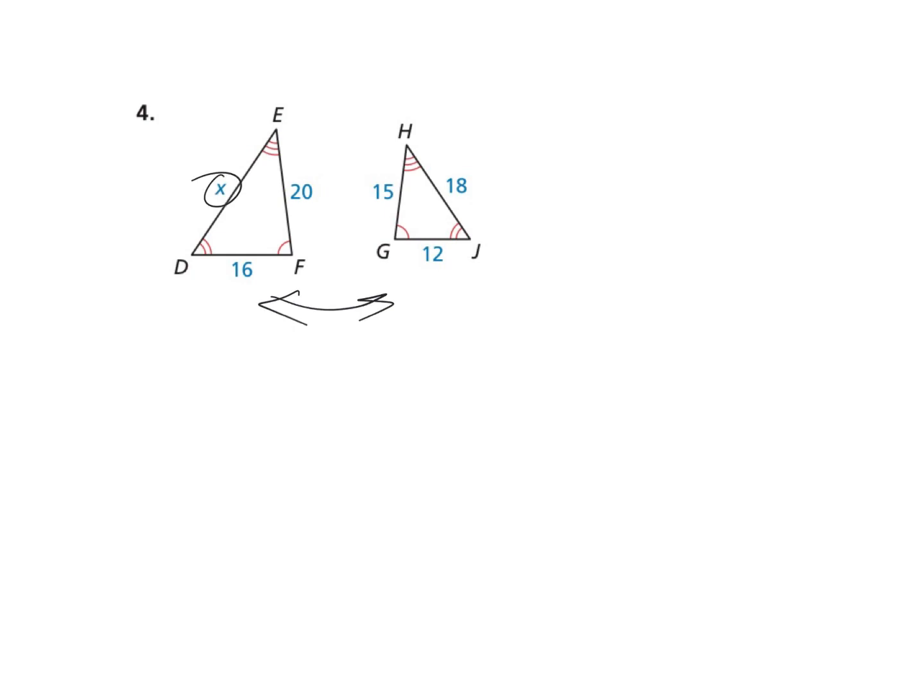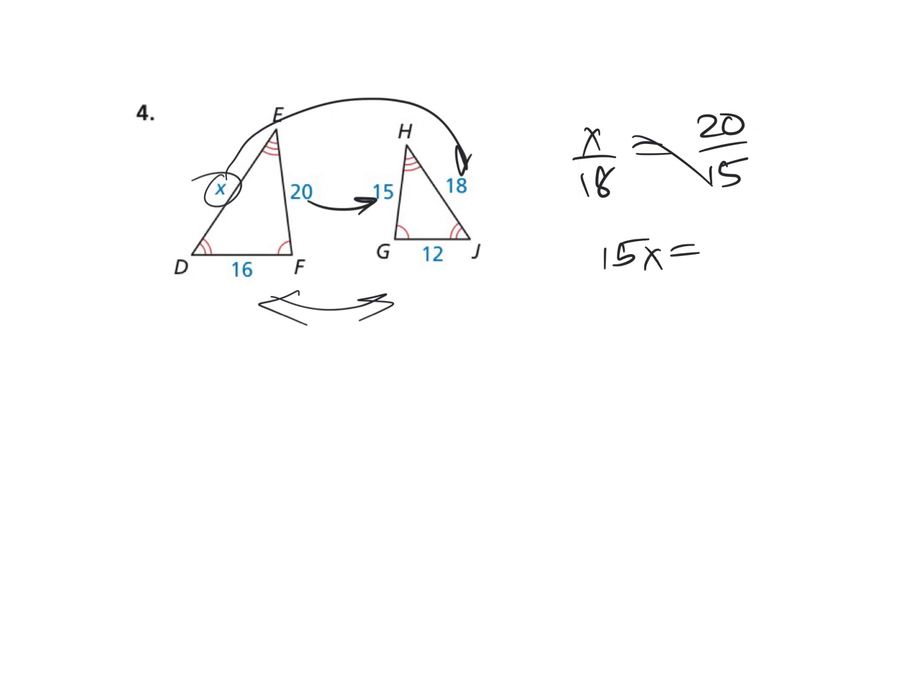Number 4, these are flipped around. So x is going to be to 18 as 20 is to 15. So 15x equals 20 times 18 is 360. Divide by the 15, and you get 24.